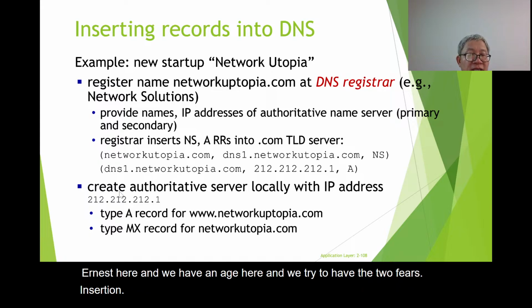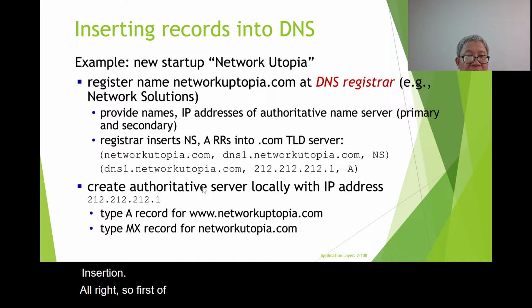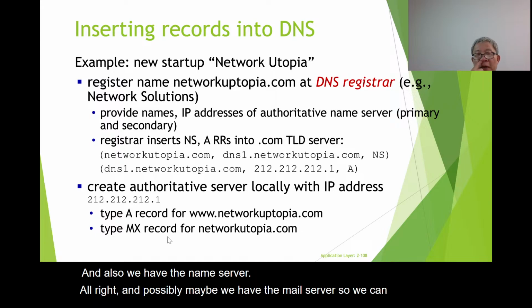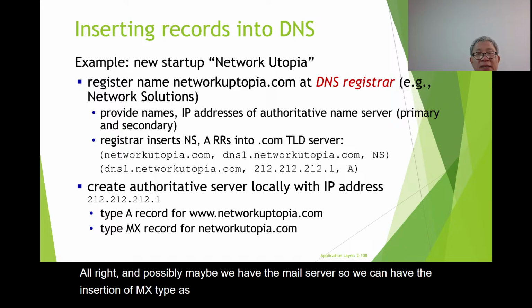All right. So first of all, create authority name server with the IP. Right? So IP. And we type A record, this one. All right. And also we have the name server. And possibly maybe we have the mail server. So we can have the insertion of MX type as well. But we have A first and then NS. If necessary, we have MX.